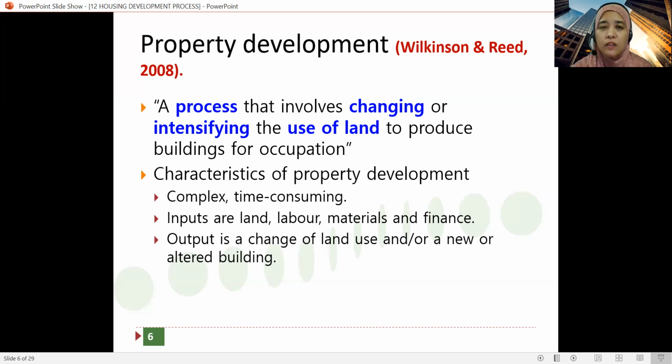Maybe you cannot touch the facade. Fasad tu permukaan depan, dia punya bahagian depan fasad. You can only add things at the back. Sudah ada alteration di situ. But it is still known as property development.